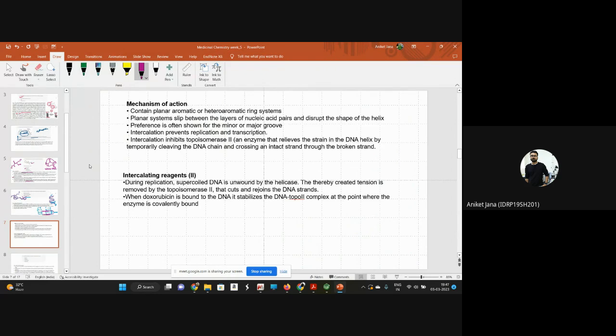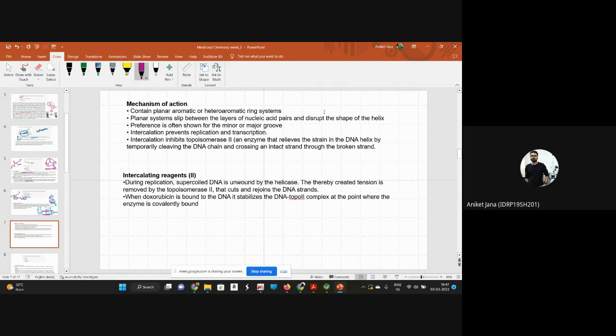Okay, so here is some elaboration I have put on the intercalating agents that contain planar aromatic or heteroaromatic ring systems. Planar systems slip between the layers of the nucleic acid pairs and disrupt the shape of the helix. Preference is often shown for the minor or the major groove. Intercalation prevents replication and transcription.